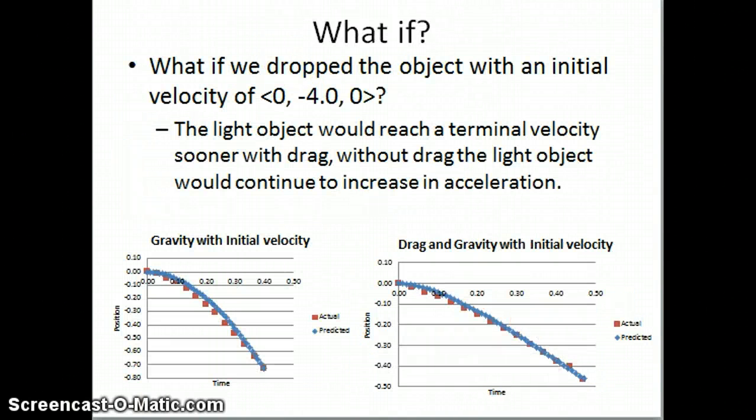We've moved on to our what if question. Due to the effect of drag, the object slows down until it reaches its terminal velocity, and then continues to move at a constant velocity of its terminal velocity, as can be seen in the right graph. So this pertains to the what if question, asking if we drop the object with an initial velocity of anything, in this case -4. So the light object would reach a terminal velocity sooner with drag, but without drag, the light object would continue to increase in acceleration, which was just explained.